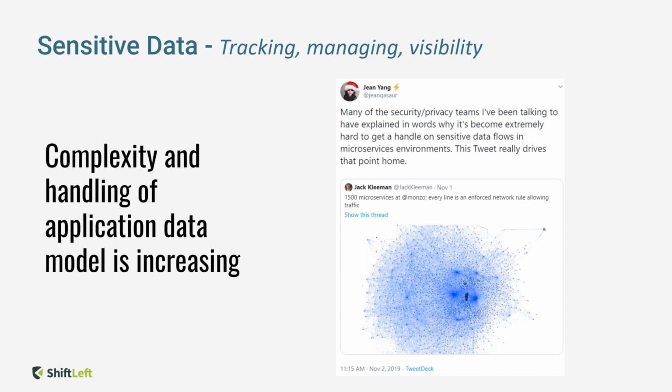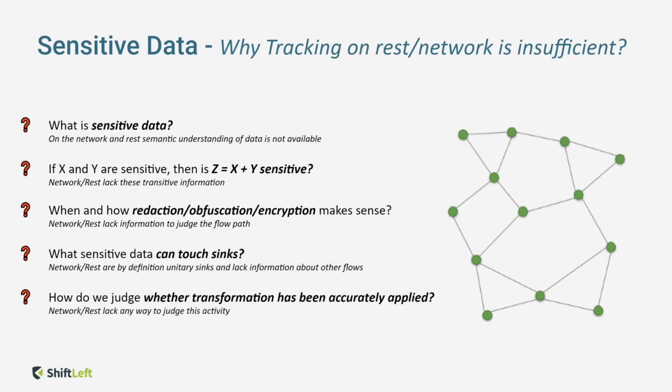So tracking, managing, gaining visibility into sensitive data is also critical. Now, you might say, okay, hey, I've got data encrypted at rest. I've got data encrypted in motion. Isn't that sufficient? So I've got network level controls. Isn't that sufficient? So one is trying to figure out, okay, what is sensitive, right?